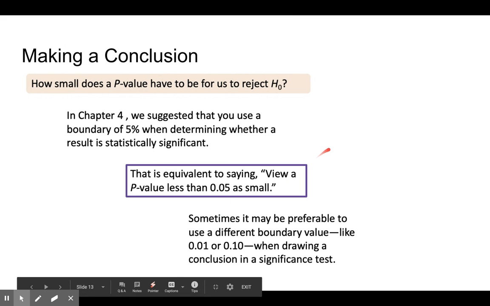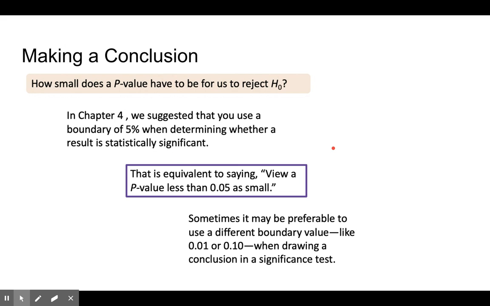So how small does a p-value have to be for us to reject H naught? Well, in chapter 4, we suggested that we use the boundary of 5% when determining whether a result is statistically significant. That's equivalent to saying that we view a p-value of less than 0.05 as small. And sometimes it may be preferable to use a different boundary value like 0.01 or 0.10 when drawing a conclusion in a significance test, but the standard is usually 0.05 or 5%.